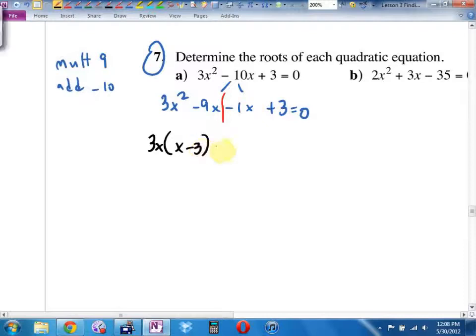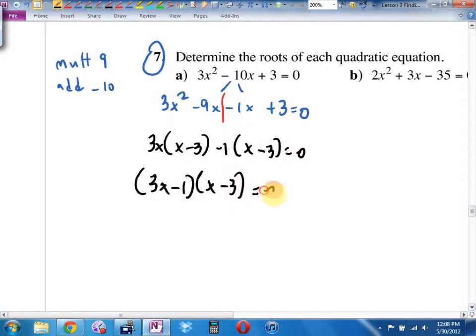Negative 1, yep. And I'll get a positive x and a minus 3. My roots, sorry, my factors are that. What are my roots, Kiara? I disagree. Positive 1, right? Change the sign, divide by the coefficient. And positive 3.